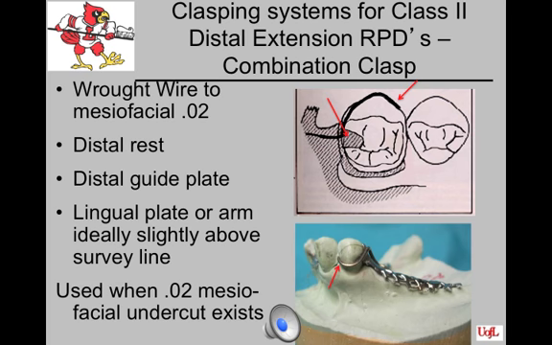The reciprocal component is a lingual plate or a lingual arm positioned 1 millimeter above the survey line. The lingual plate is preferable. If the arm is used, the major connector must dip down and avoid the marginal gingiva by a minimum of 3 millimeters, and the major connector must be a minimum of 5 millimeters in width for strength of the prosthesis. If there's not 8 millimeters of space between the functional floor of the mouth and the marginal gingiva, then plating has to be used.